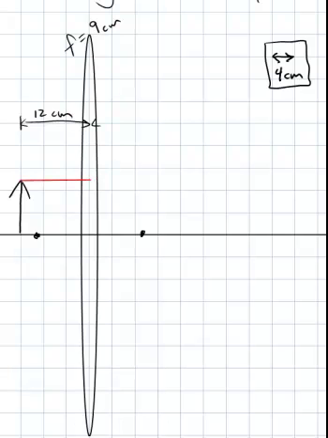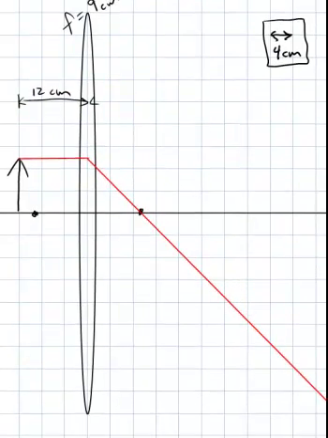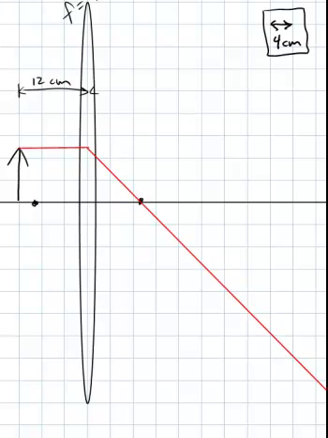And if it comes in parallel to the axis, it comes out through the focal point. So that's the first one. The light comes in parallel. It comes out in a different direction, right, through the focal point and continues in that direction.